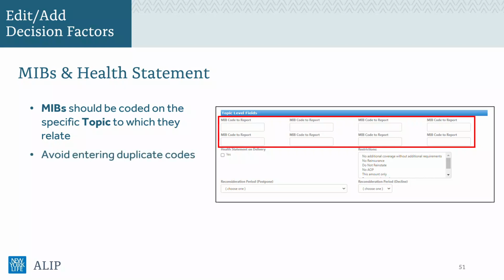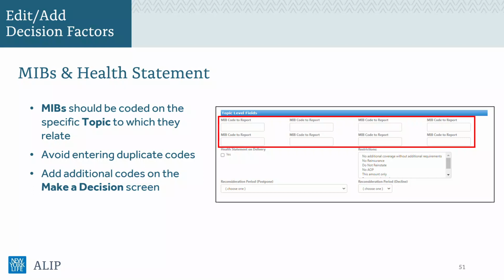Try to avoid entering duplicate codes, for example, a diabetes code on the teleapp topic and the same on the APS topic. Some topics will allow the underwriter to code up to 8 MIBs for that topic. Other topics only allow fewer MIBs to be coded. Those topics, such as the blood profile and the APS, will allow for the 8 MIB codes.